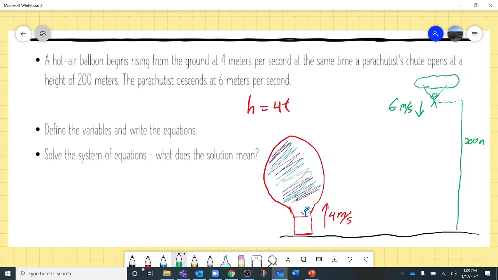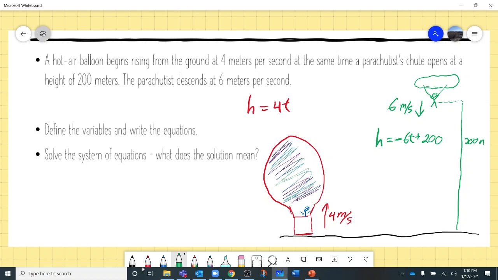Our parachute person, our skydiver, whatever he is, our height, well, he starts at 200 meters, so that's our y-intercept. That's where he starts. After 0 seconds, he's at 200 meters. And then he's going down, so he's losing 6 meters per second. So negative 6t plus 200. Those are going to be our two equations. h equals 4t, and h equals negative 6t plus 200. Okay, that's our two equations.